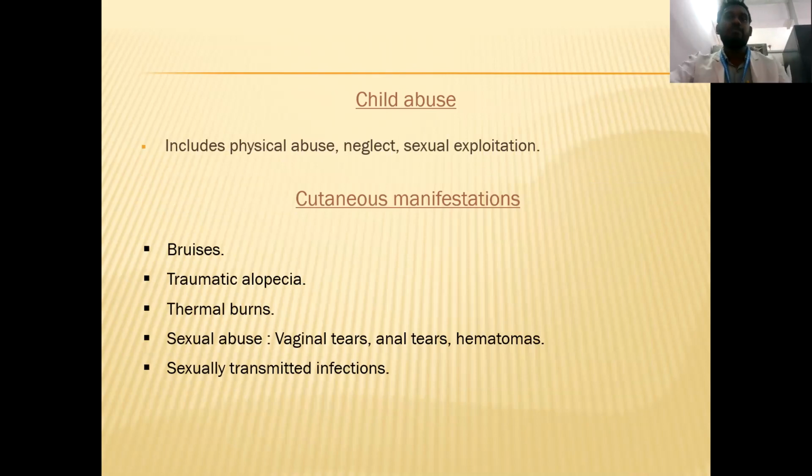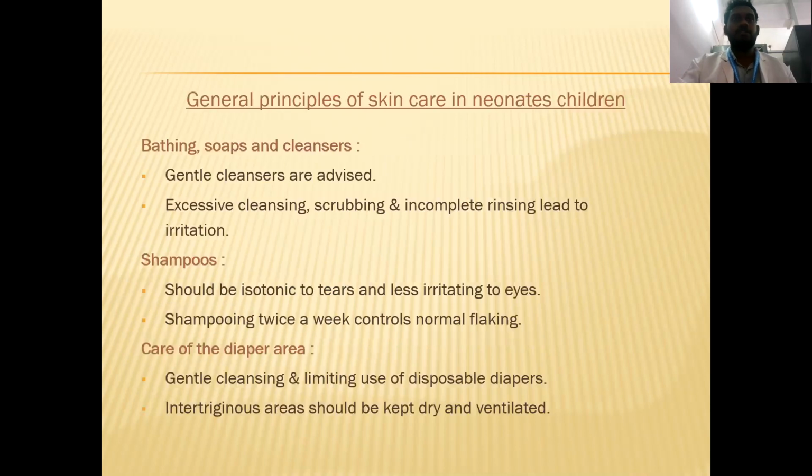Next, coming to the various cutaneous manifestations of child abuse, child abuse includes physical abuse, neglect, as well as sexual exploitation. Common cutaneous manifestations in this case will be bruises, traumatic alopecia, thermal burns. Sometimes even in case of sexual abuse, there can be vaginal tears, penile tears, as well as hematomas in the genital region, and also occurrence of various sexually transmitted infections.